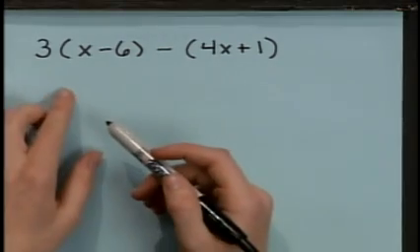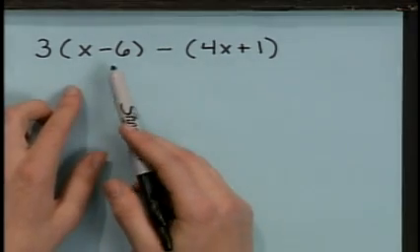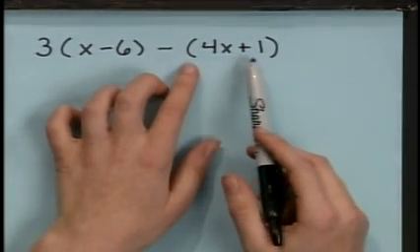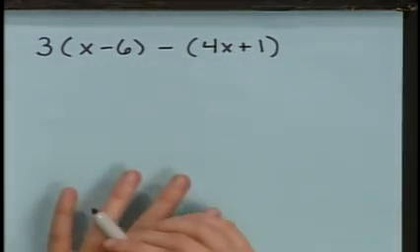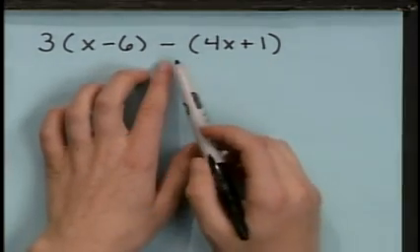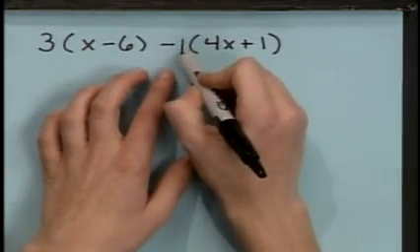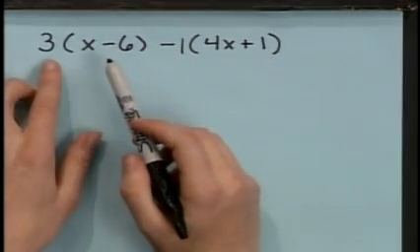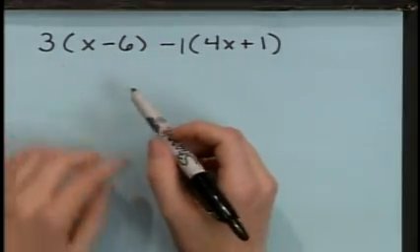Now, let's take a look at another expression. Here, we have 3 times the quantity x minus 6 minus the quantity 4x plus 1. So the first step is the distributive property. Now, you have to remember, looking at this segment, that you're actually going to distribute a negative 1 throughout this whole expression, just like you distribute a 3 throughout this one.